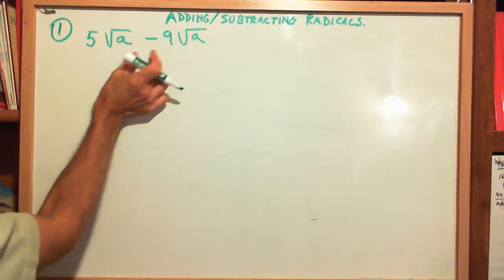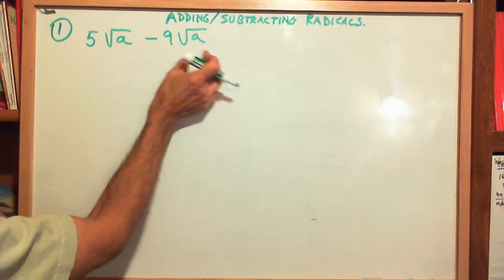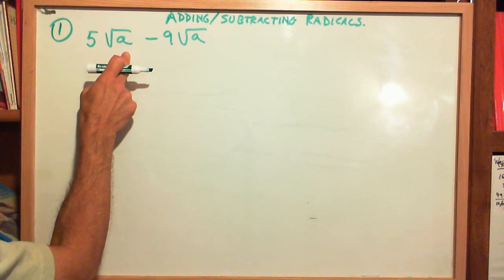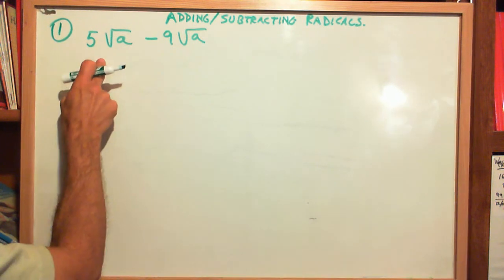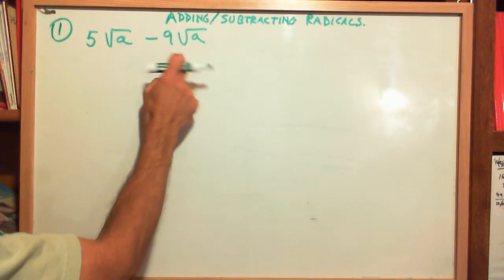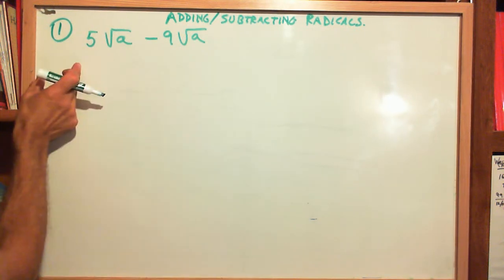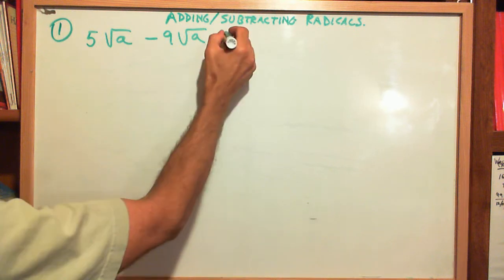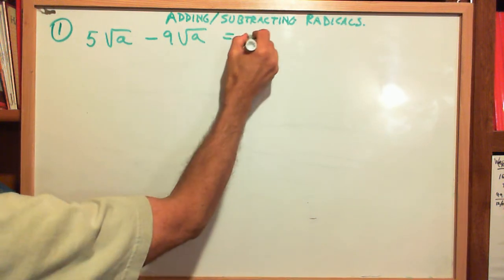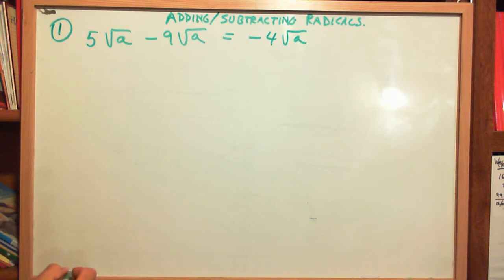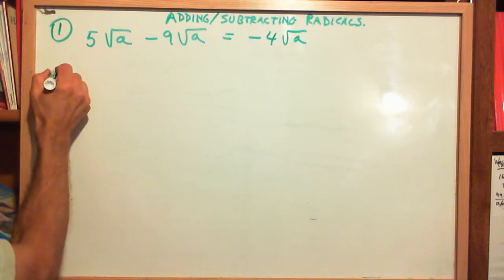I'm going to take 5 and subtract 9 from it, and then keep the square root of a after it, because that says I have 5 square root of a's. In other words, square root of a plus square root of a plus square root of a plus square root of a plus square root of a. And I'm going to take 9 square root of a's away from it. So I'm going to take all those 5 away, and I'm going to take 4 more away, which means I'm going to have negative 4 square root of a's. That's my answer. Nothing else I can do.